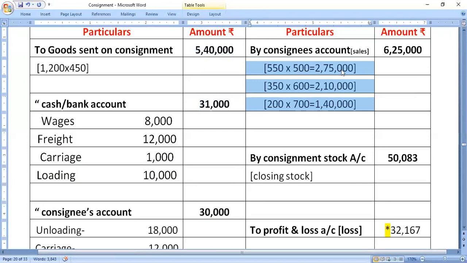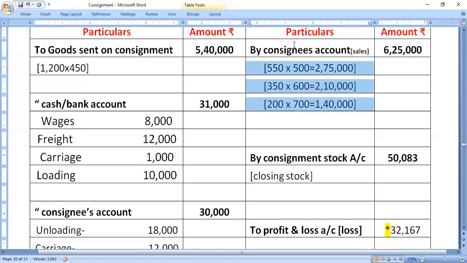It leads to 2,75,000. Second category, 350 bats sold at 600 each. It leads to 2,10,000, my dears. Third category, 200 bats at 700 each. It leads to 1,40,000, my dears.